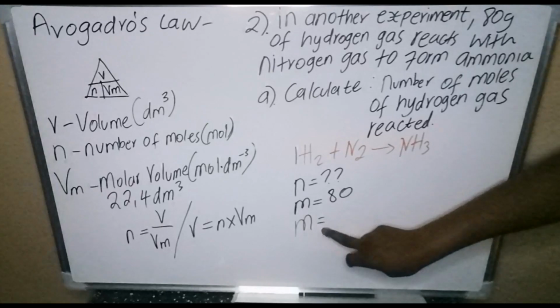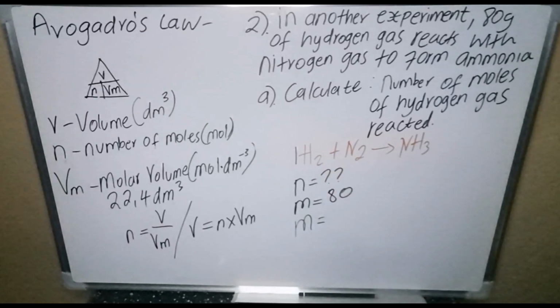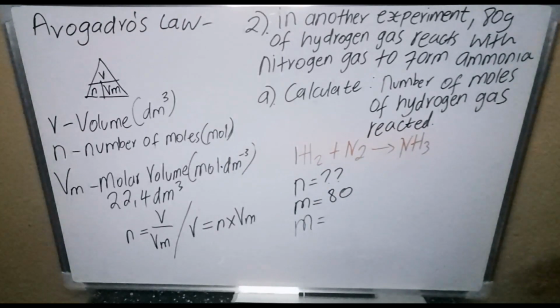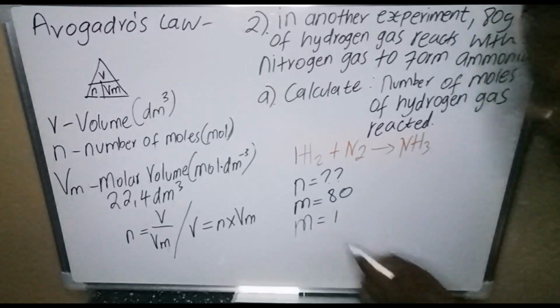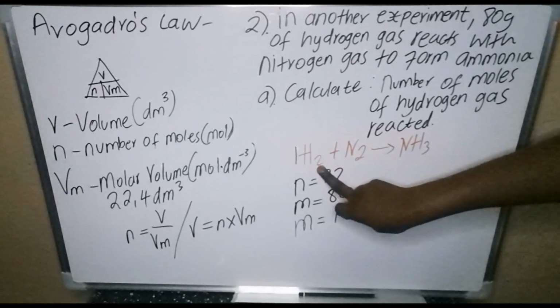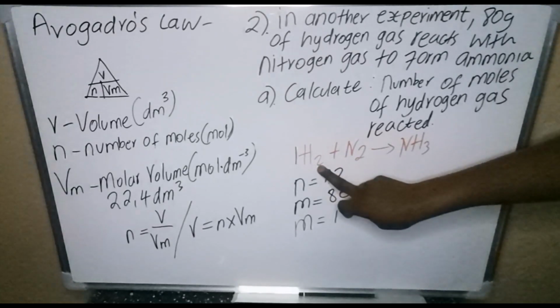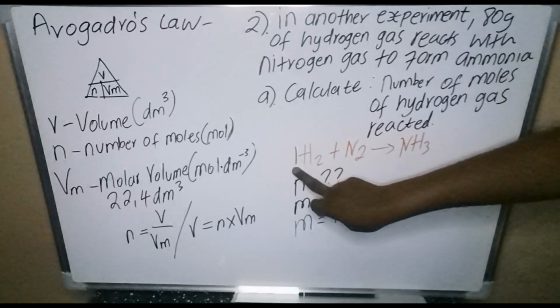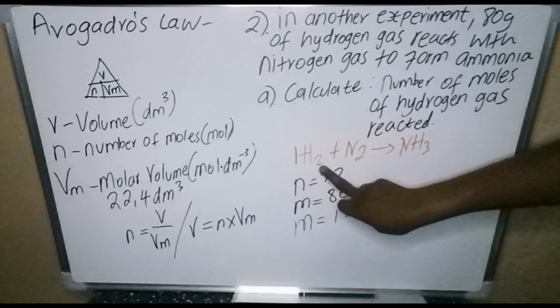So to find the molar mass of hydrogen gas, you ask: what is the atomic mass of hydrogen on the periodic table? The atomic mass of hydrogen is 1. Therefore, you multiply 1 by your atoms, or your ratios, basically. How many atoms of hydrogen do we have here? We've got 2 hydrogen atoms. Then this 2 multiplies with this 1 in front of hydrogen gas. So 1 times 2 is 2.